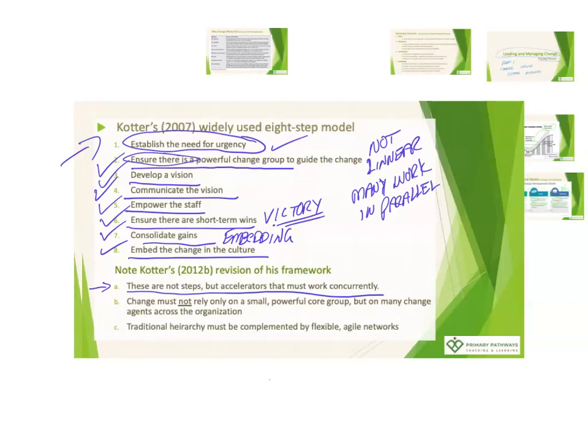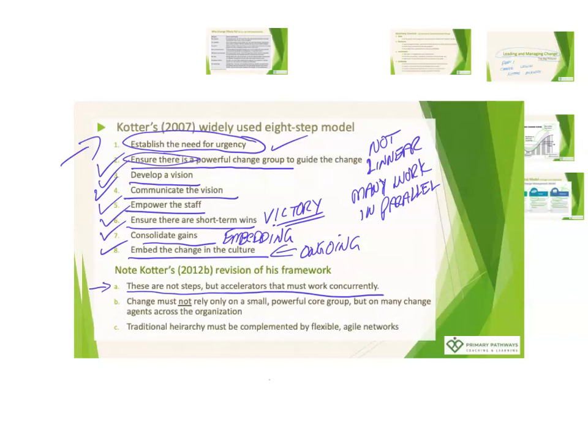And embedding the change in the culture is not something that happens at the end. That's something that's ongoing. So a lot of these steps happen in parallel and will be mixed up together. However, when you're mapping it out, you can create timelines that actually show where a lot of these things overlap. So it's not like every single thing will happen absolutely concurrently, but the overlapping is very important to understand.